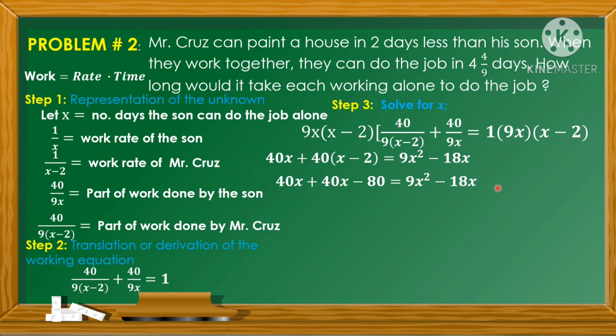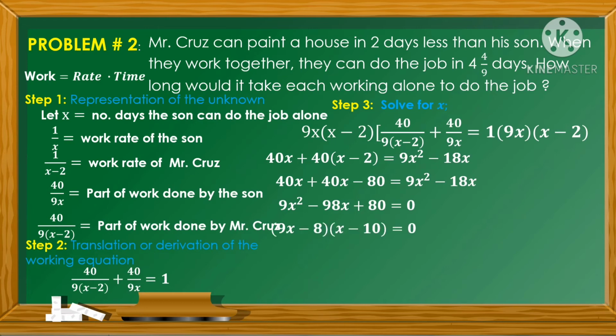Tapos, ililipat natin papunta dito sa right side. Okay? So, magiging negative 80x, may negative 18x, so negative 98x. Tapos, itong negative 80, ta-transpose natin, so magiging positive 80. Kaya, ang mangyayari dyan is 9x squared minus 98x plus 80 equals 0.